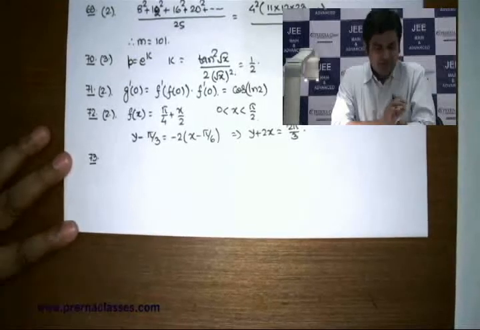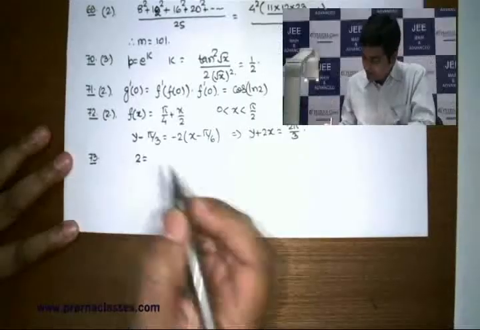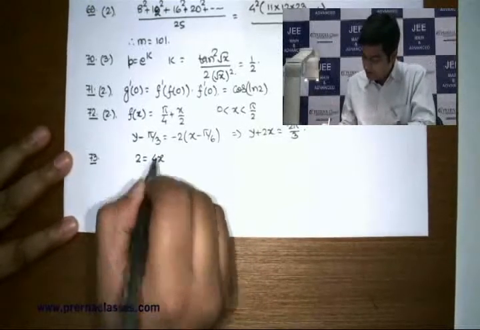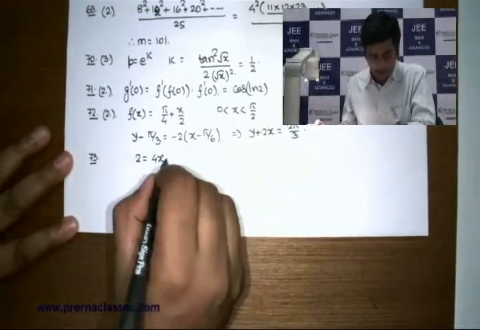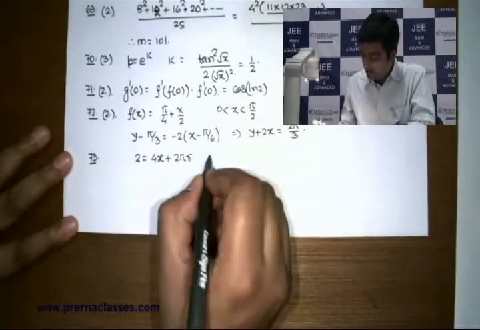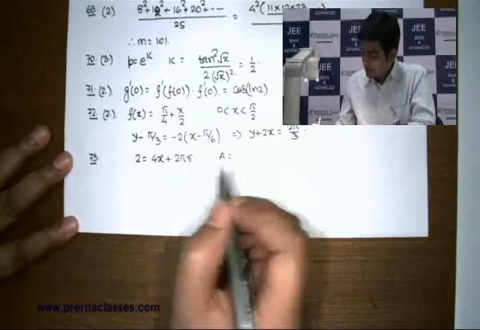And in the next problem, it is given to you that a wire of fixed length, you need to cut it into 2 parts and you have to form a square and a circle. Clearly then that 2 unit length must match with 4 of x, where x is the side length, and 2 pi r, where r is the radius of that circle.